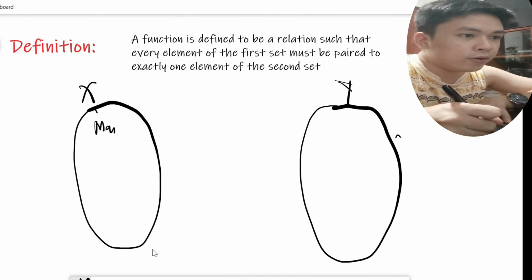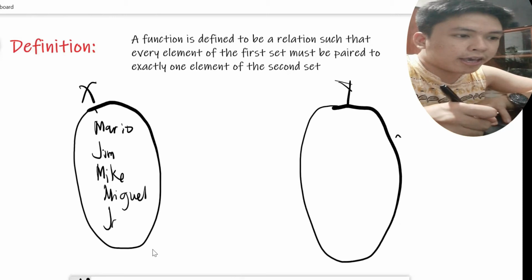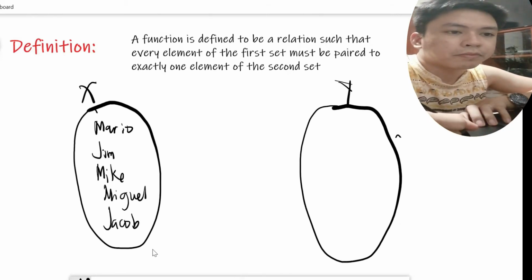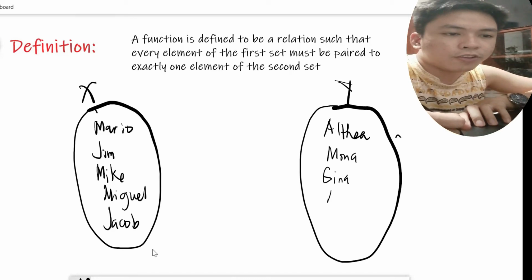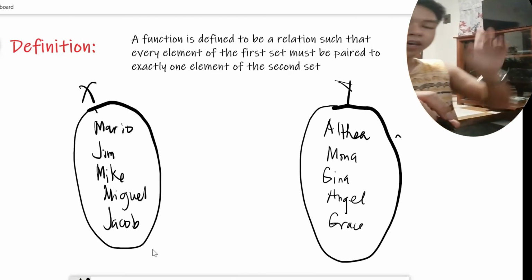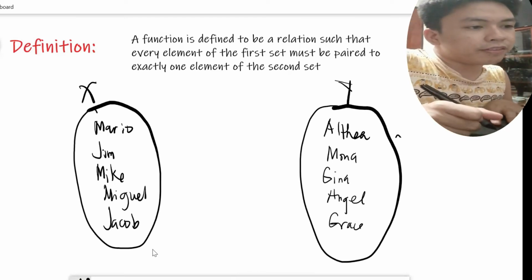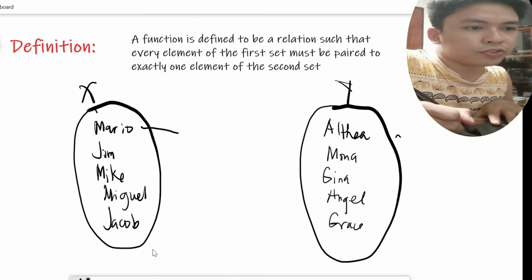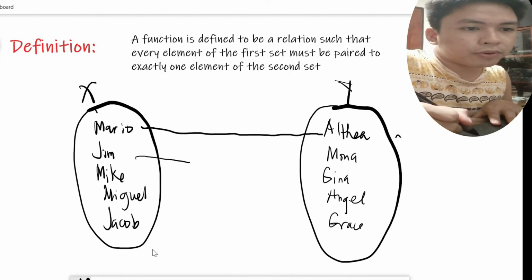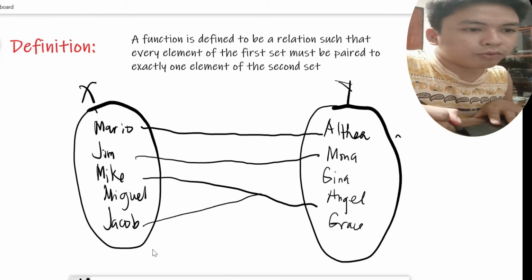Again, I have here Mario, I have names like Jim, Mike, Miguel, and Jacob. And for the second set, I have Althea, Mona, Gina, Angel, Grace. Okay, now in this case, suppose Mario is in a relationship with Althea, Jim is in a relationship with Mona, Mike is in a relationship with Angel, Jacob is with Gina.